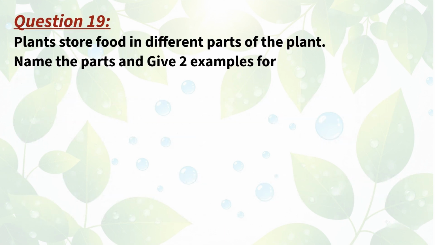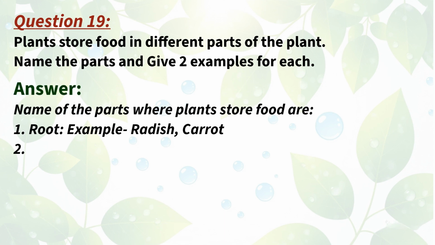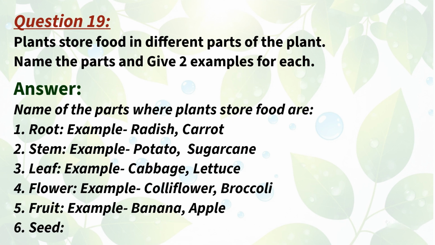Question 19. Plants store food in different parts of the plant. Name the parts and give 2 examples for each. Answer. Names of the parts where plants store food are: 1. Root, example radish, carrot. 2. Stem, example potato, sugarcane.